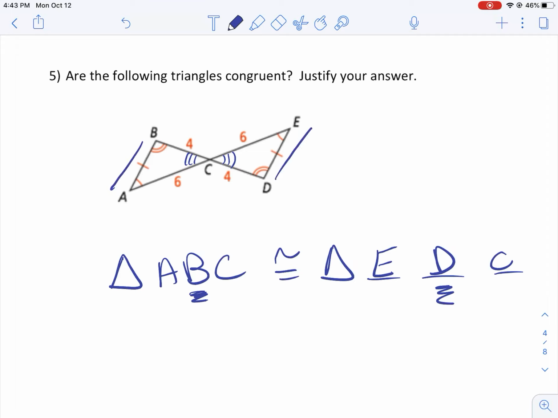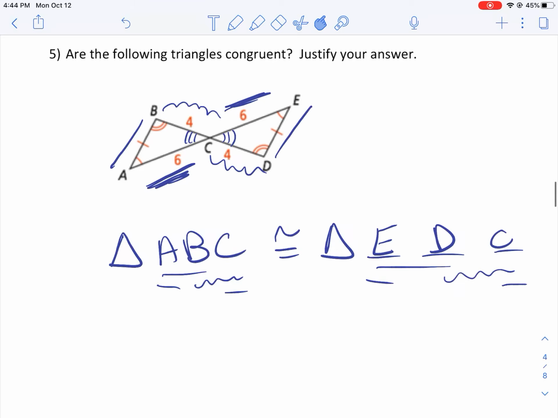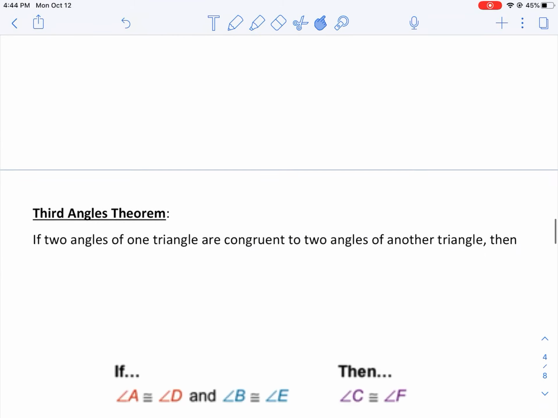Side AB and side ED, I can see that they correspond and they are congruent, so that's good news. Side BC and CD are in the same locations. They are congruent to each other. And then finally, AC and CE are congruent to each other. So these have corresponding parts that are congruent, so they are congruent.